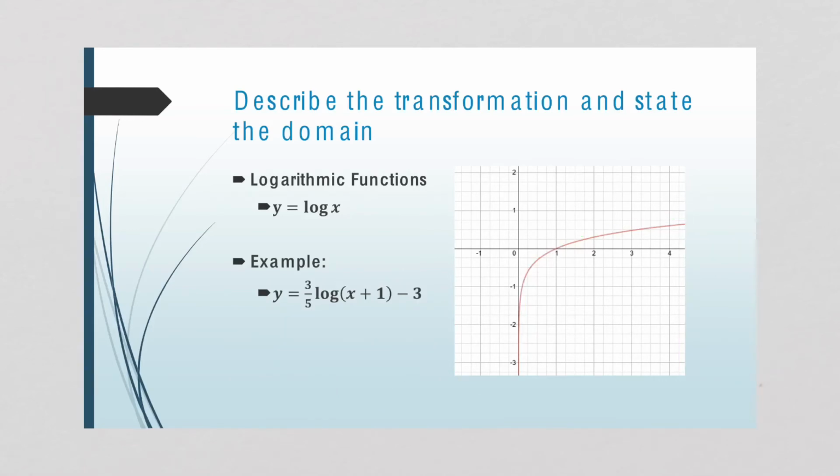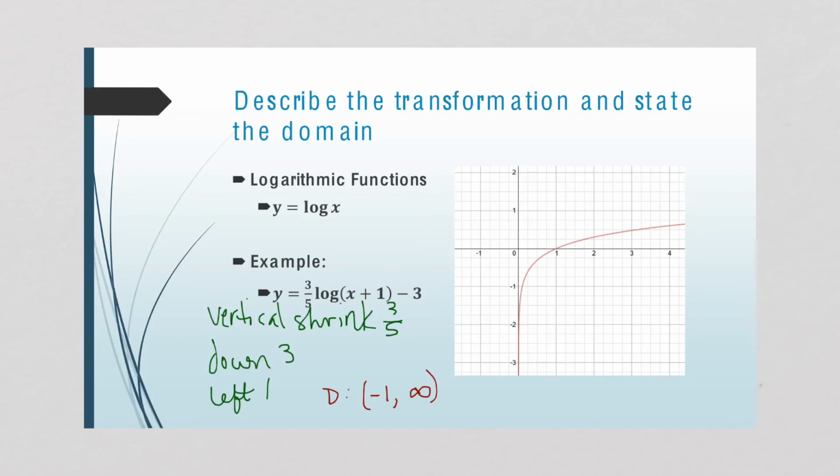Here, similarly, we have a vertical shrink of 3/5. We went down 3, and we moved left 1. So going down doesn't necessarily affect us, but the left 1 does. So my domain goes from -1 to infinity, because -1, if I plug it in, would give me 0, and I can't take the log of 0 or a negative number.